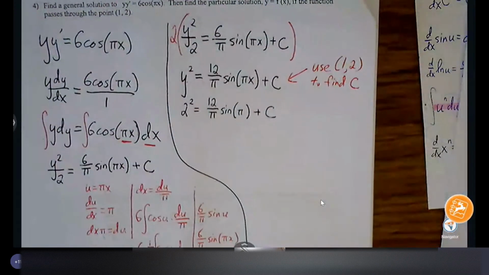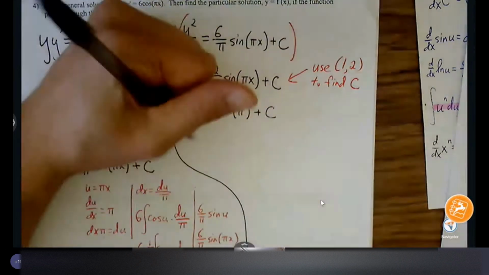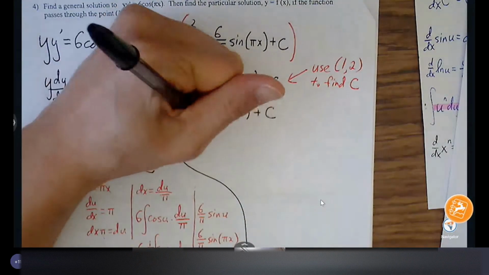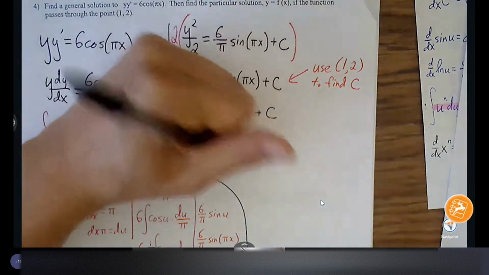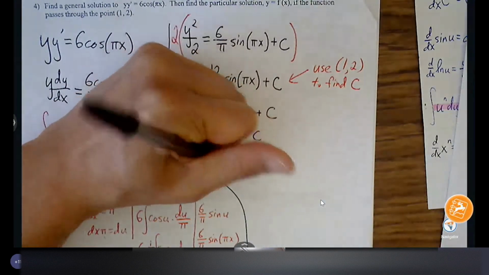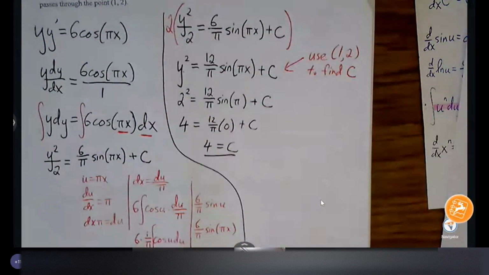Sine of pi is 0. 0 times anything is still 0. So my C is just equal to 4. Once I have my C value, I'm going to go back.